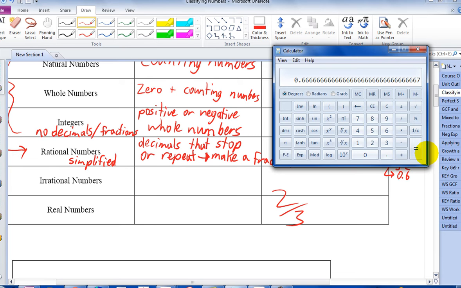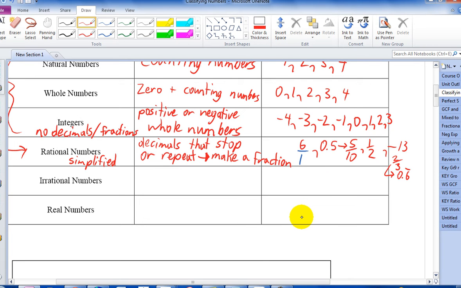Don't think, oh, it's not repeating because the number has changed. It's still repeating, they just rounded it. So just be aware of that. Sometimes your calculator is going to round the last digit, but it's still repeating, and it is a fraction. So if you can make it a fraction, it's a rational number.